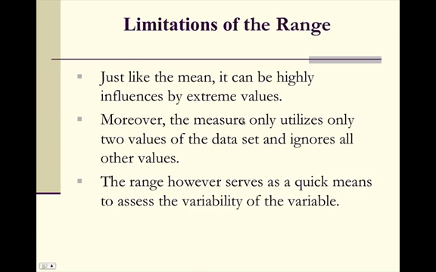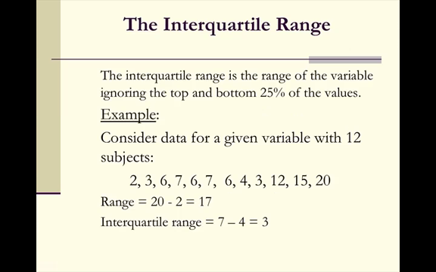It also only uses 2 values of the data set. It ignores all the other values. But it does give a quick way to assess the variability of the variable. Now the interquartile range, basically that's telling you to ignore the top 25 and bottom 25% of the string of numbers.